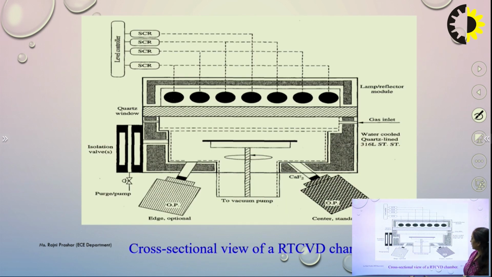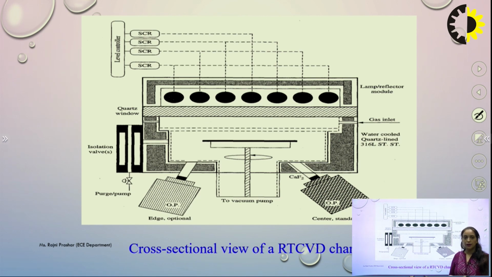Let us see this diagram first. It is the RTCVD reaction chamber. Here we have the vacuum pump, which is used to create the required vacuum inside the chamber, right? We are not going to use a simple mechanical pump, we are going to use very high precision pumps. It could be cryo pumps or any other pumps.